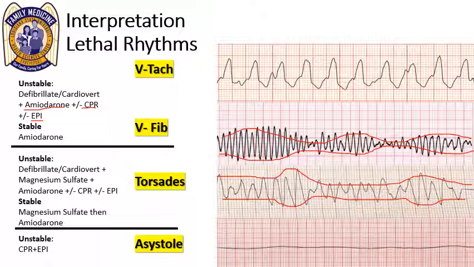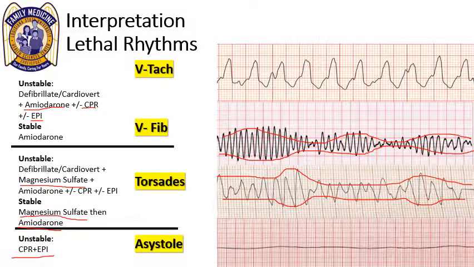So torsades, you do everything that you were doing with VTach and VFib, but now we're adding magnesium sulfate at 4 grams IV push. If they're stable, which good luck, that's a miraculous patient, you're going to give mag first, then amiodarone, and you would still do 4 grams and then 150 milligrams. Asystole, same as ACLS: CPR and epi.